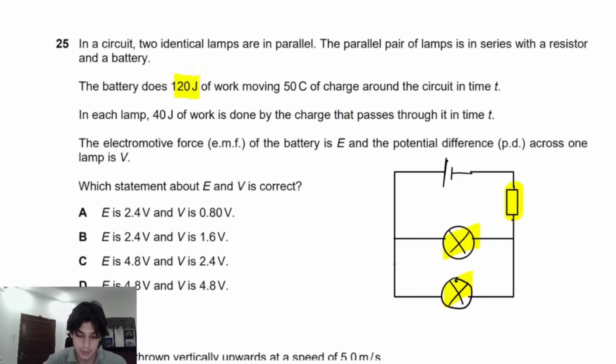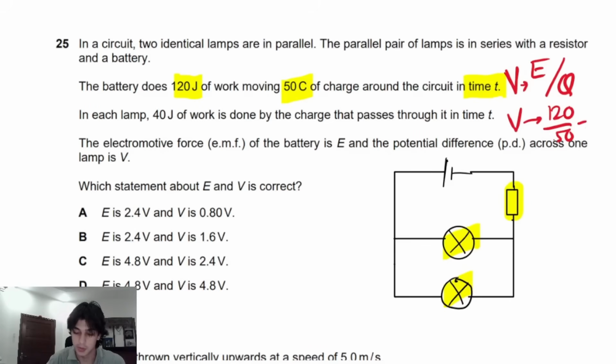Now the battery does this much joules of energy of moving this much charge around the circuit in time t. So this right off the bat, we know that if we have energy and we have charge, that is the key formula for voltage. So now we can calculate the voltage. I don't even want to do the rest of the parts because we can just find the V already. So that'll be 120 divided by 50. So once we do this, we should get our value as 2.4.